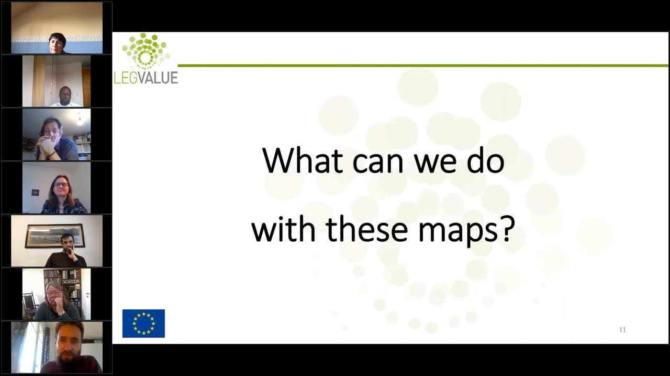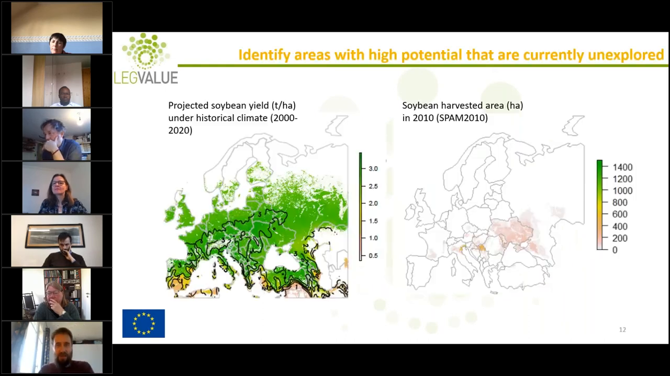And what I would like to do now is to give you a few examples of what we could do with those maps. I start with a first example, which is about how we could identify areas with high potential that are currently unexplored. And here you have the average yield for soybean on the left, over the past 20 years, predicted by the model. And you have a map of soybean area in 2010 in Europe, which is from the SPAM 2010 model.